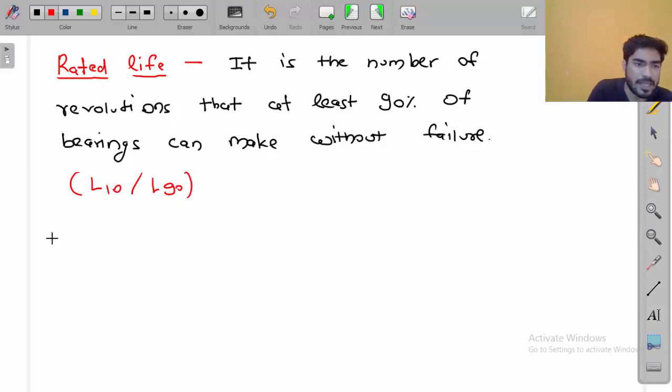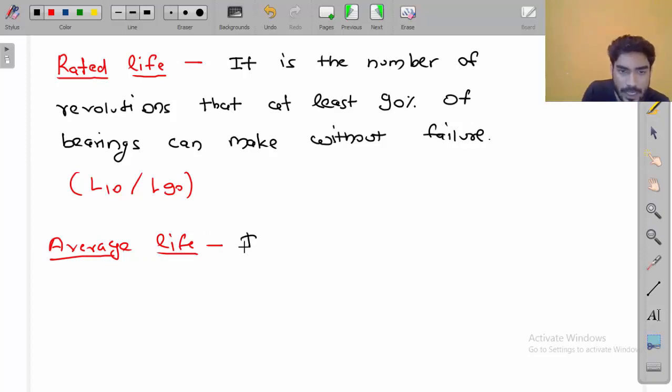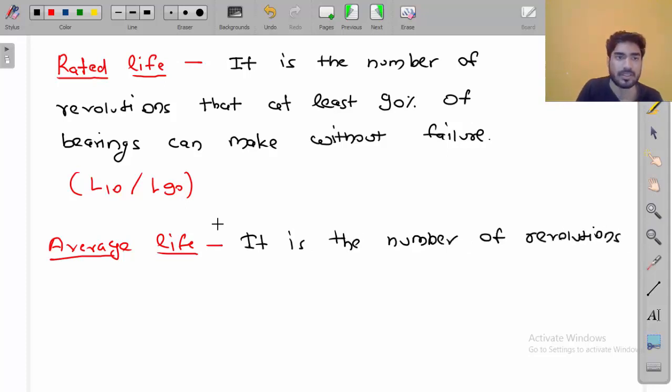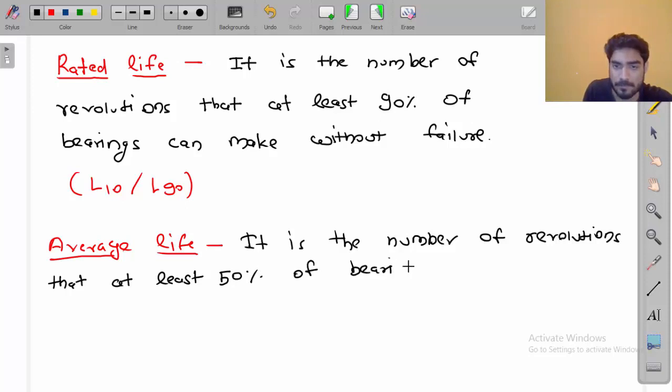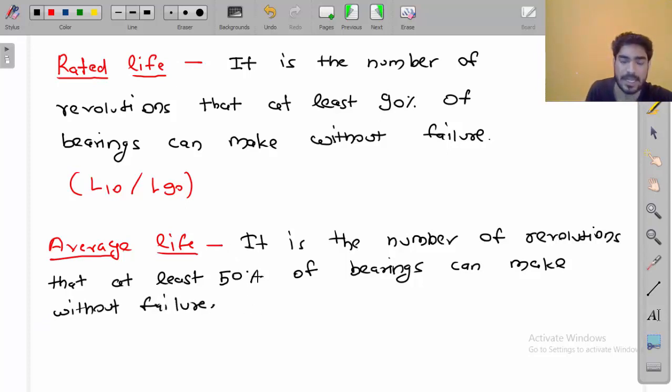Okay, similarly, we have average life. What is average life, my friend? It is the life of bearing. It is the number of revolutions that at least 50% of bearings can make without failure. Okay. And it is denoted by L50.